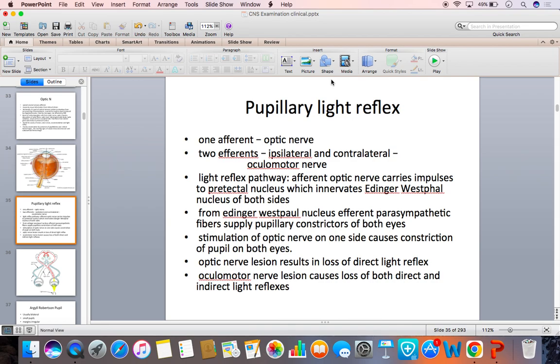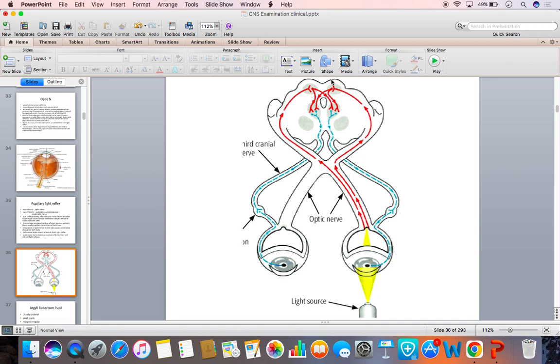Oculomotor nerve lesion causes loss of both direct and indirect light reflex, whereas optic nerve lesion results in loss of direct light reflex only. Then how is it? We'll show the diagram. Look, the examiner is focusing the light on the left eye of the patient. This is the right side, right of the patient. This is the left eye of the patient.